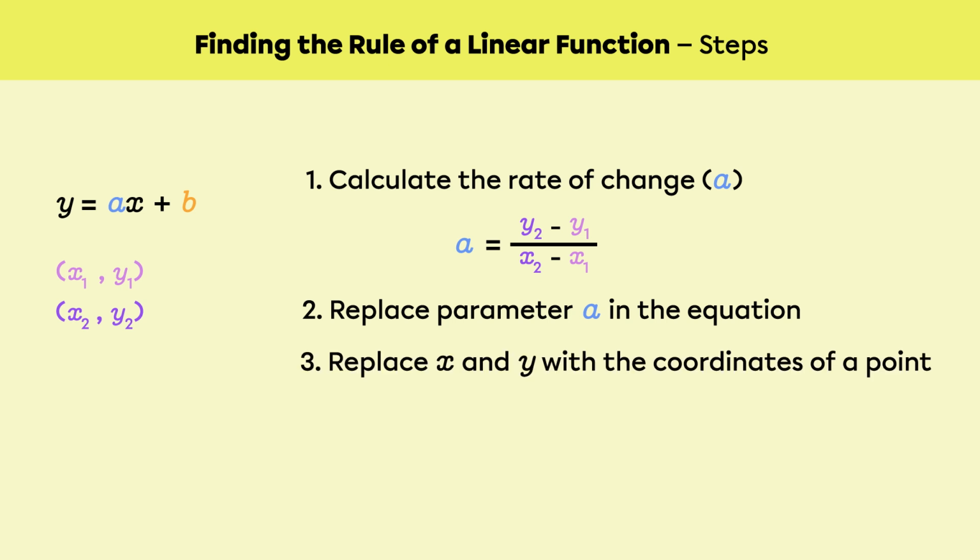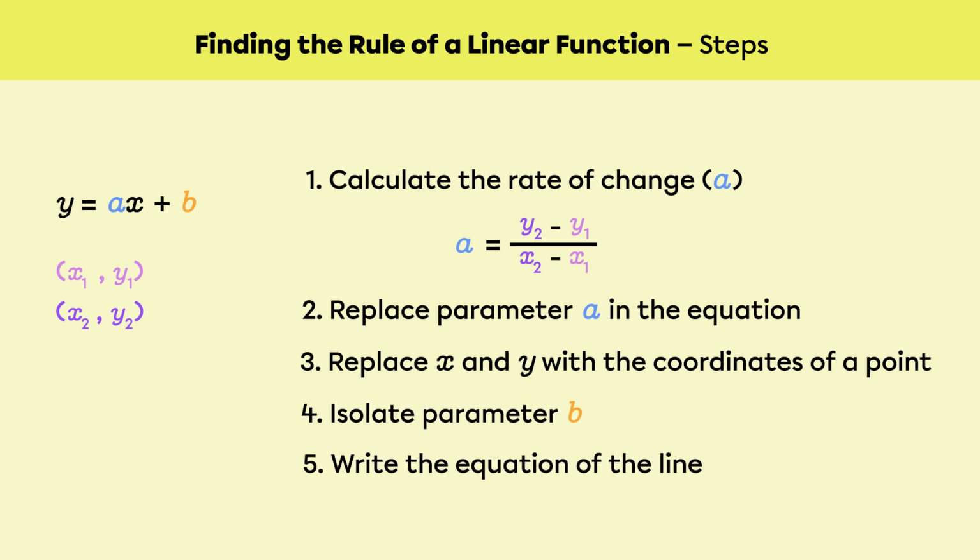Continue by choosing one of the points and replacing x and y with its coordinates. It doesn't matter which point you choose, since they are both on the same line. Then isolate b and write the equation of the line of the form y equals ax plus b using the a and b values you've just found.